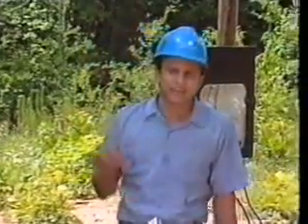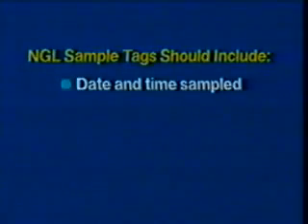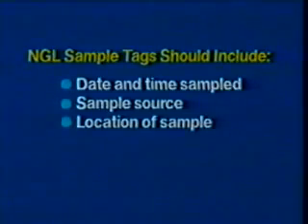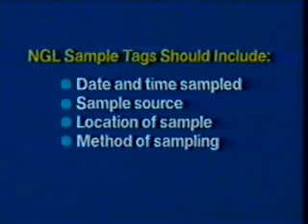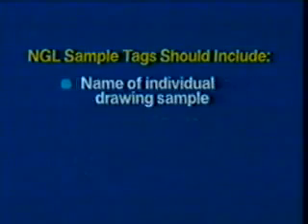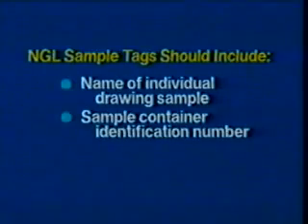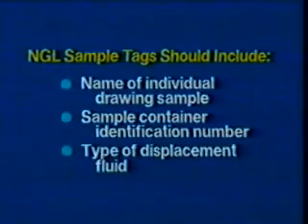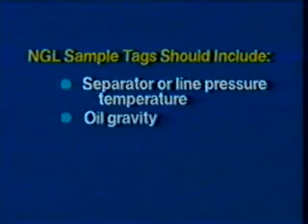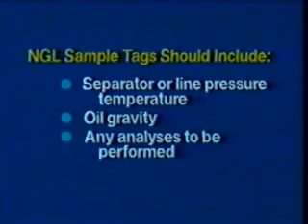The typical data needed for tagging liquid samples include the date and time sampled, the sample source, the location of the sample, a well, plant, or lease, the method of sampling used, amount of outage, volume of the sample, the name of the individual drawing the sample, the sample container identification number, type of displacement fluid, the separator or line pressure, temperature, oil gravity, and any analyses to be performed.